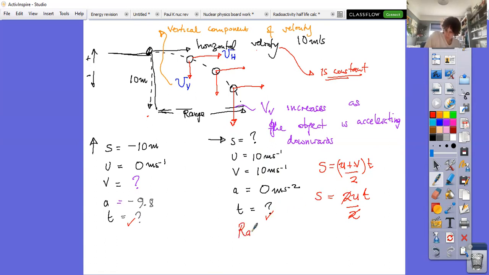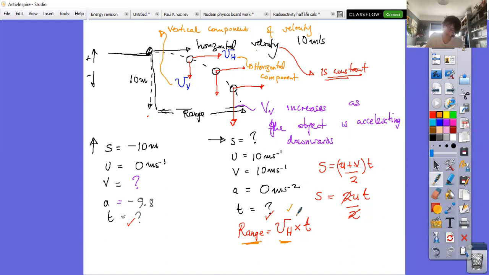So the formula for the range will be given by VH multiplied by the time, where VH is the horizontal component. Okay, and I'm going to label this as the horizontal component. So note here, Conrad, I'm using the horizontal component of velocity to work out a horizontal distance, which is known as the range. I know what VH is, but I don't know what T is. How can I obtain T?